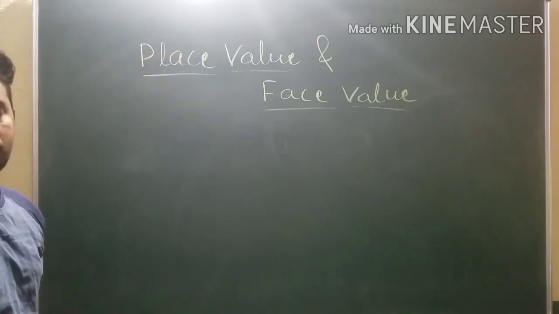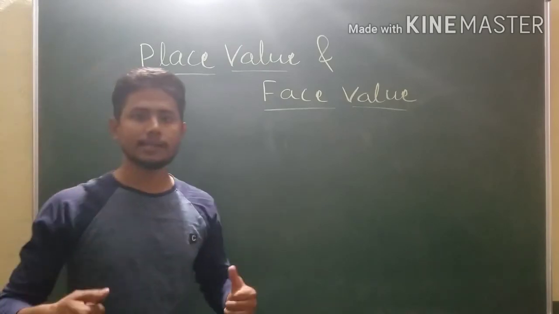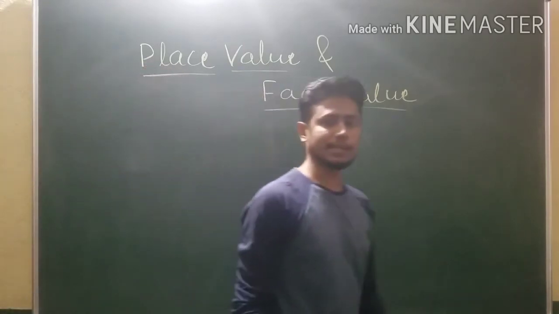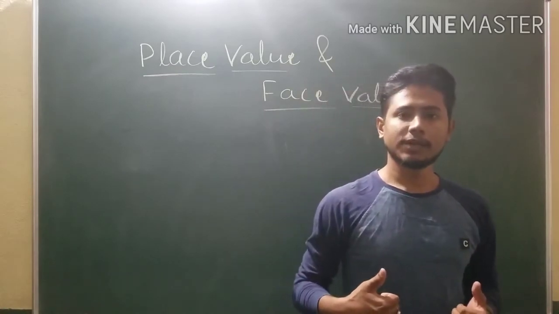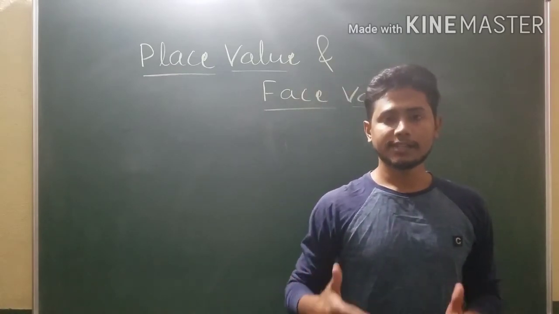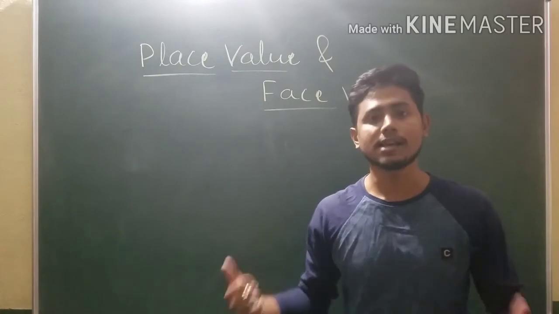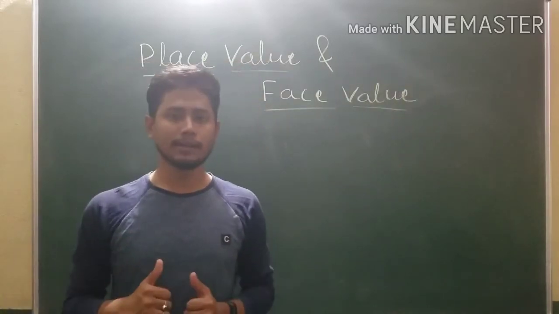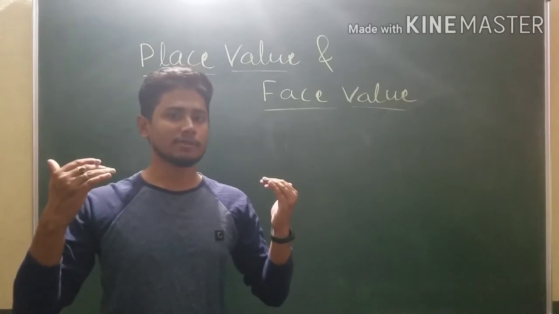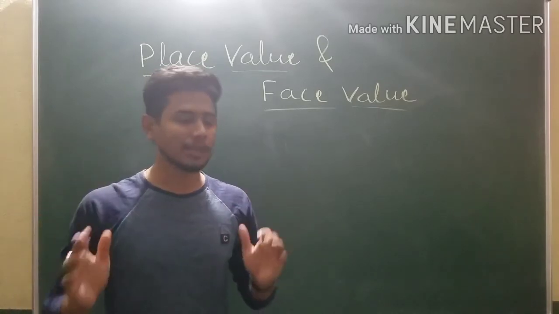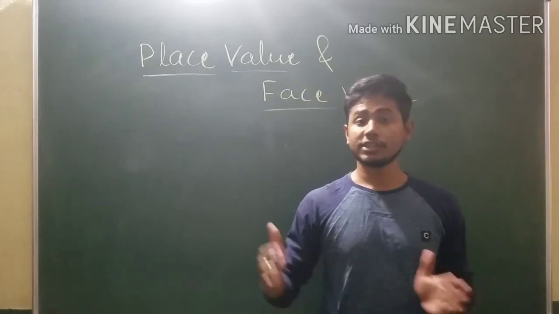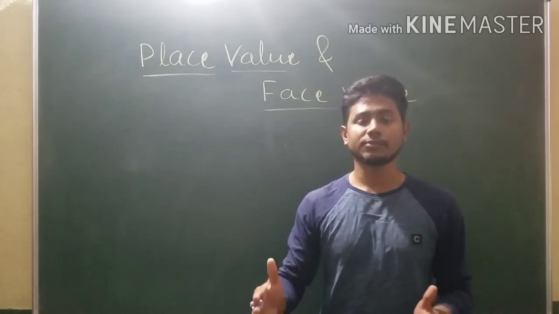Place value means I am standing now in a place. This is my place. If I move to this place, then this is my place. So it depends upon the place where I stand. Like this, face value: I am standing here. How does my face look? It looks the same if I stand here also. You got it? This is the difference between place value and face value.